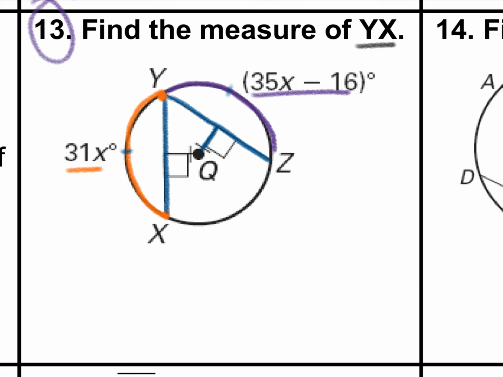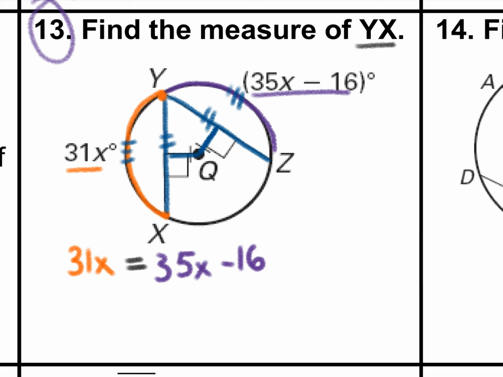We look at this and we find that the distance from center is the same for both of those chords. And if the distance from center is the same, what that means is that these chords are congruent, which then would tell us that these arcs are congruent. So now we know for sure those arcs are congruent, so all we have to do is set them equal to each other. Our equation is going to look like this: 31x is going to be set equal to 35x minus 16. And then we just solve from there.